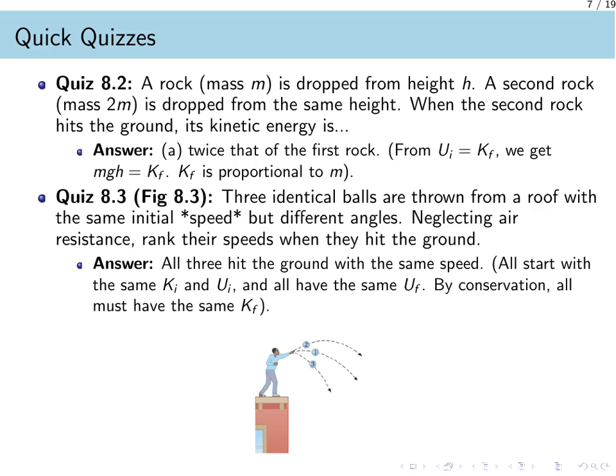The answer is A. In the second quiz, 3 identical balls are thrown from a roof with the same initial speed, but at different angles. Because they all start with the same initial kinetic energy and the same initial potential energy, and they all end at the same final potential energy, the conservation of energy tells us they must all have the same final kinetic energy. Therefore, all three hit the ground with the same final speed.